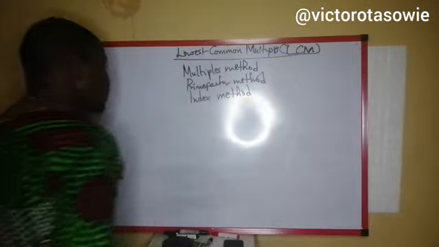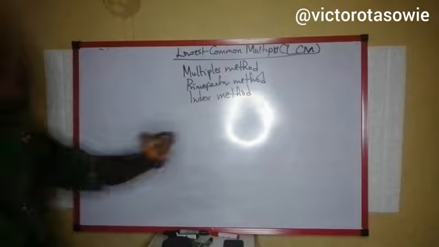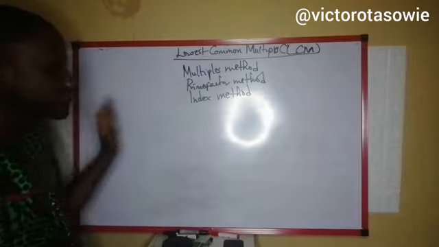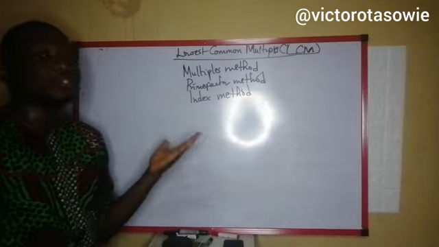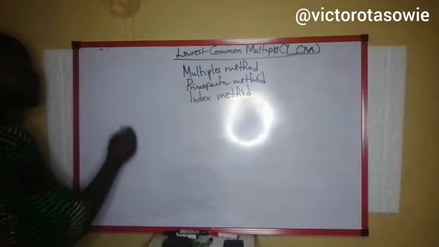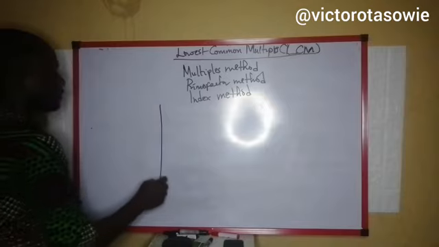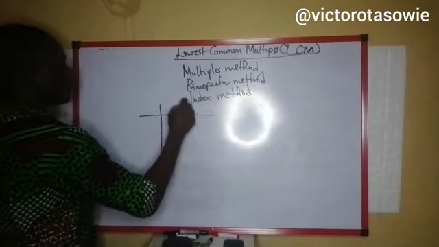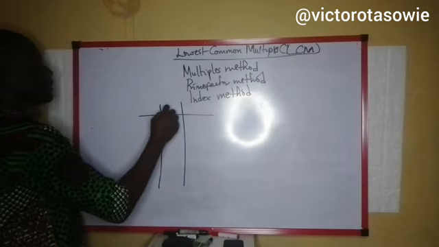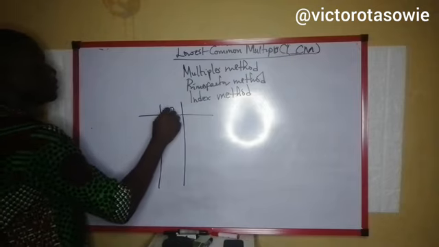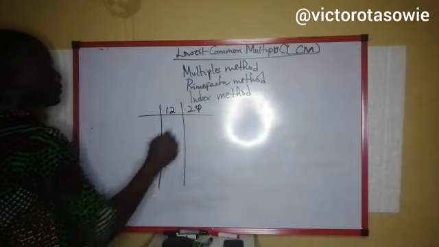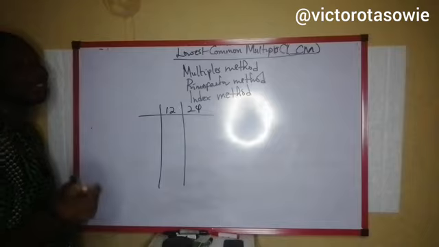There's one particular one which I believe you all already know about, which I don't need to explain so much. So for example, you are looking for the LCM. You are finding the LCM of 12 and 24. This is the normal method which you already know.